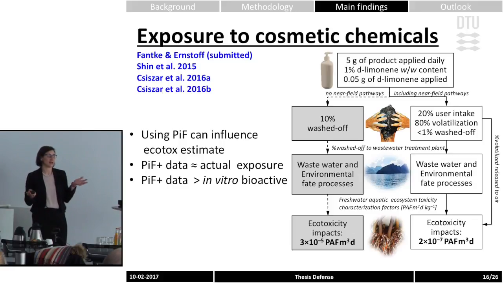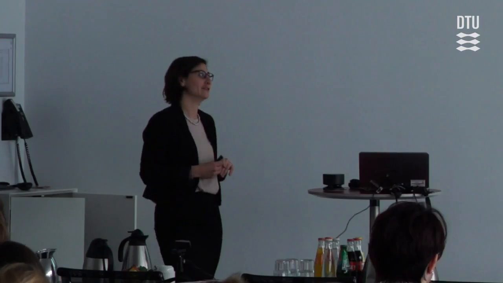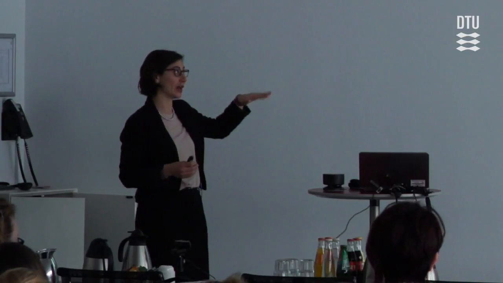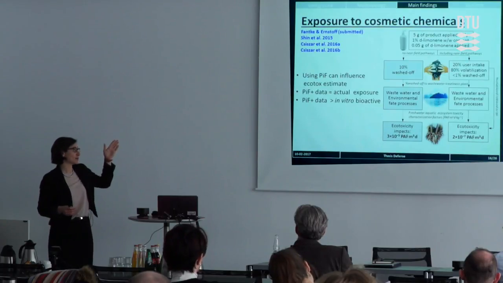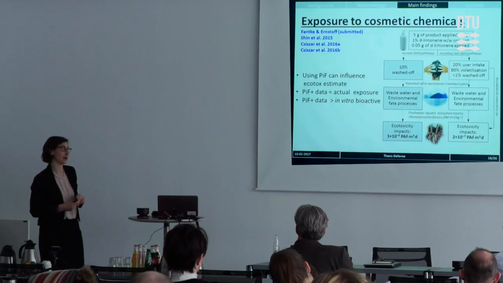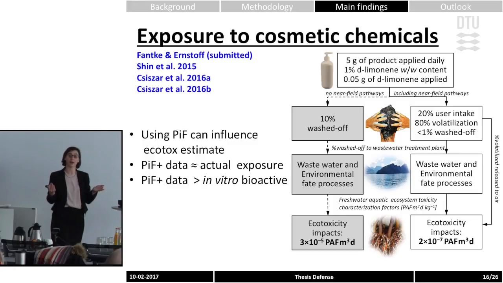Now, I don't want to send the message that people should use my model because it makes ecotoxicity impacts look less. In general, that is not the right message at all. This example just happens to show that. But you could imagine a different example where perhaps 100% is washed off, for example, that propylene glycol scenario. In that case, the ecotoxicity impacts would be about an order of magnitude higher than assuming only 10% was washed off.